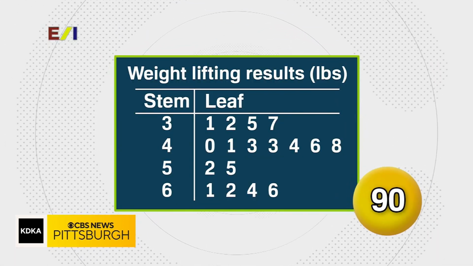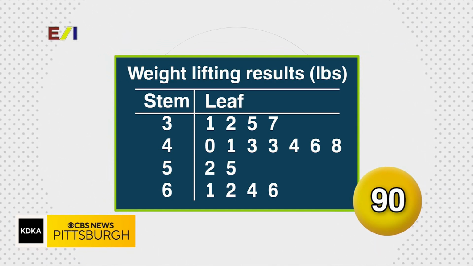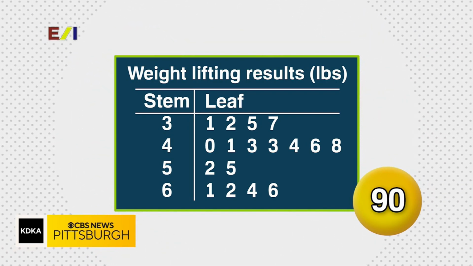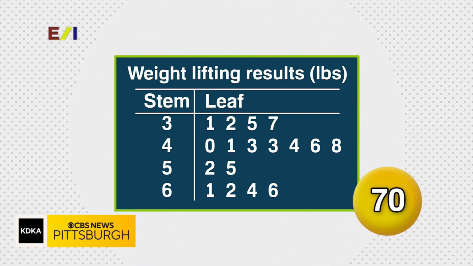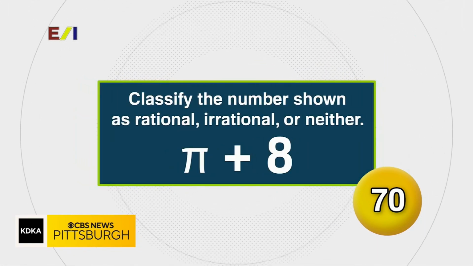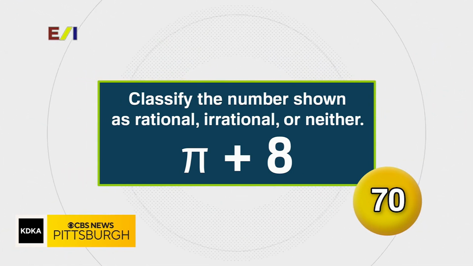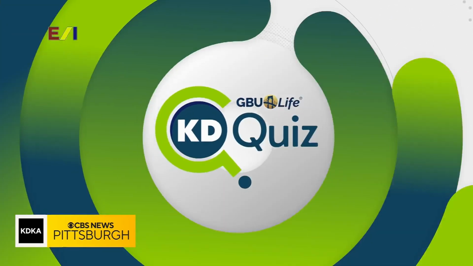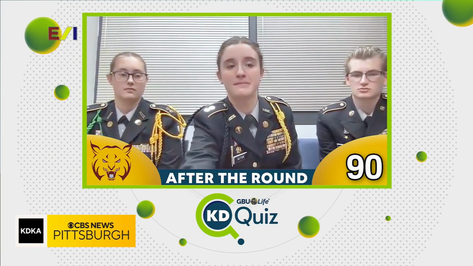Beaver High School, you are up next. Given this data display, how many people lifted less than 60 pounds? 12. Well, nice try. 13 was actually the answer we were looking for. Here's your next one. Classify the number shown as rational, irrational, or neither. Irrational. Irrational is correct. You got one right and one wrong, so that round was a wash for you. Your score remains at 90, Beaver High School.